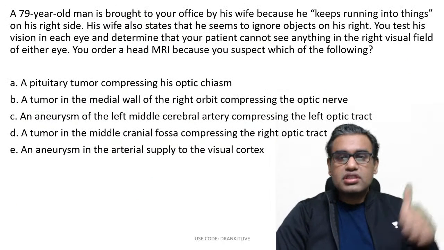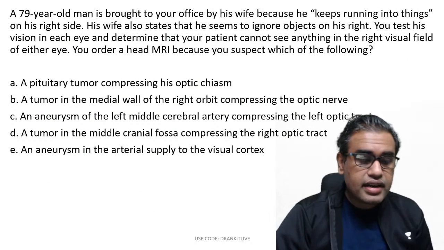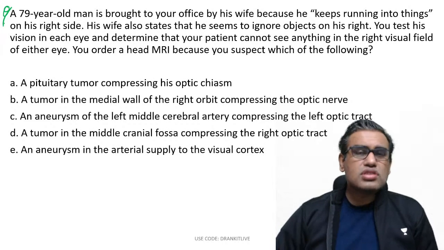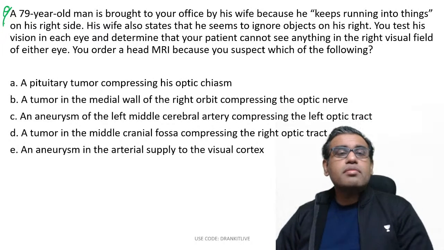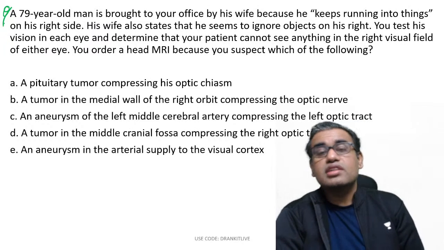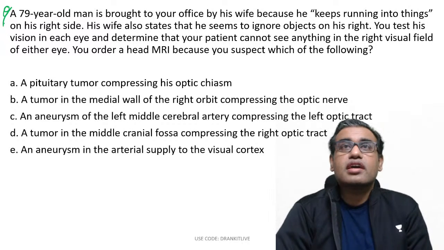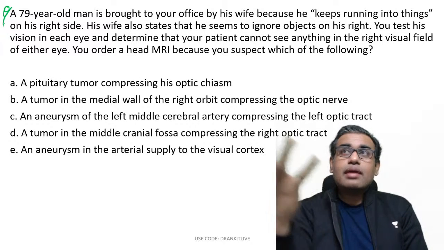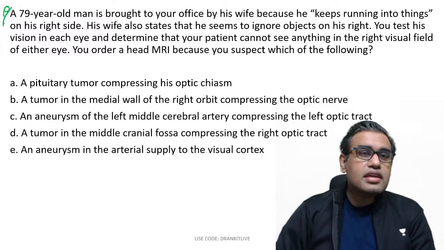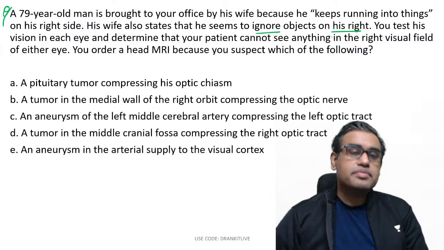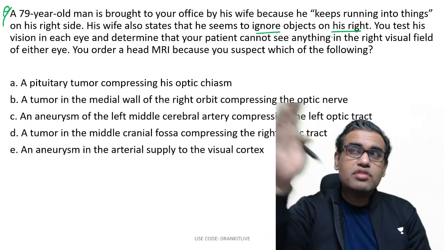Okay, let us see one more question, guys. Again, an interesting question. Try to look at this question. I guess this is the 6th or 7th question, whatever it is. A 79-year-old man is brought to your office by his wife because he keeps running into things on his right side. Suppose I'm walking and there are things on my right side, I'll keep running into them, which means I'm not able to visualize anything on the right side. His wife also states that he seems to ignore objects on his right. There is some visual field loss.